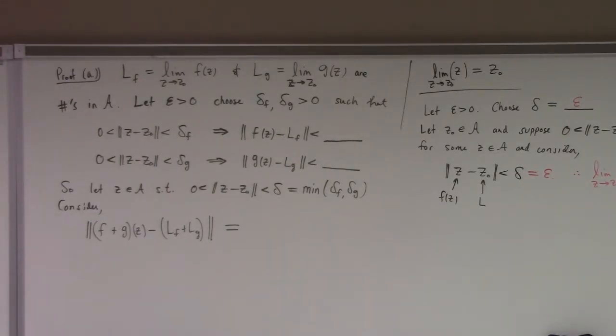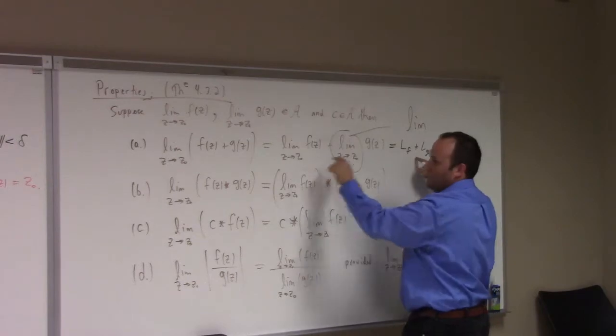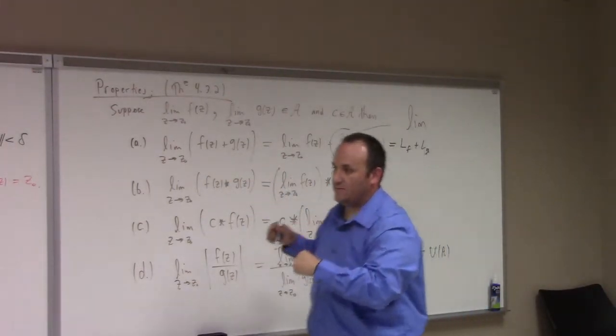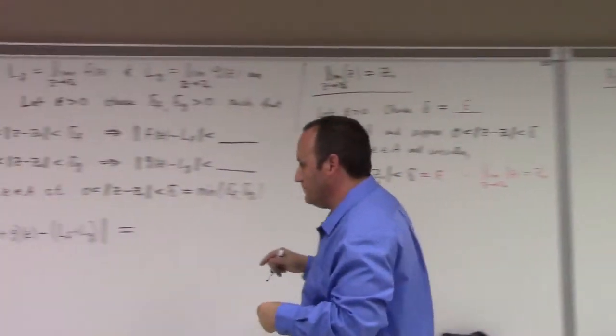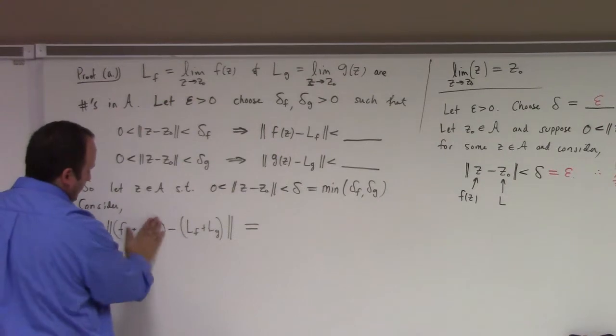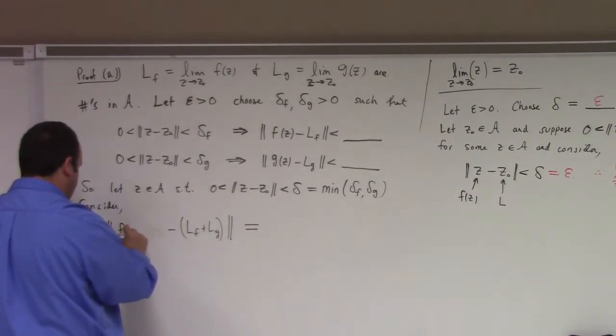We're trying to show that, this is L sub f, this is L sub g, that that limit is L_f plus L_g, right? So to do that, we have to show that the norm, and I'm sorry, we can rewrite that. I should just write it f of z plus g of z. I was thinking about something else.